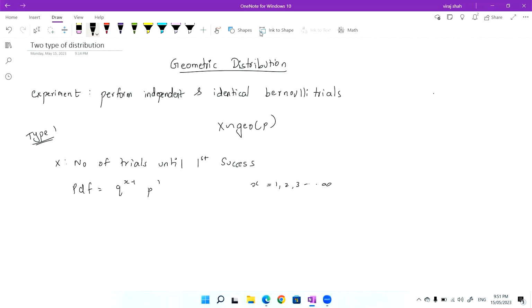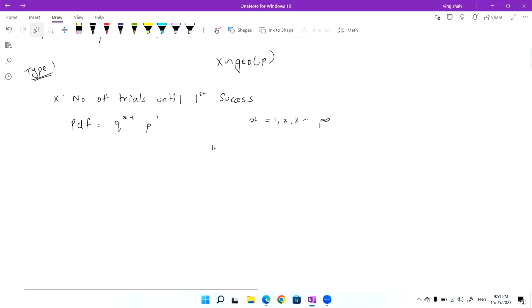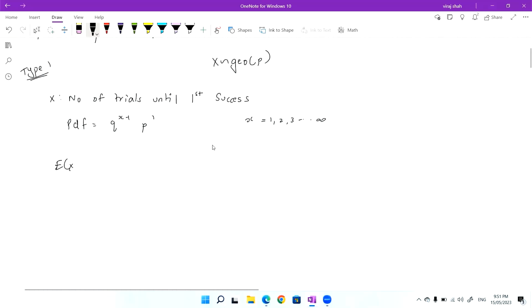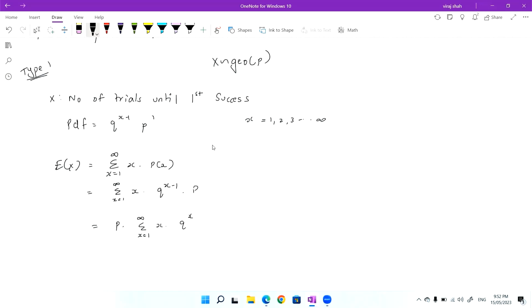So as previously, okay, let's calculate the values, that is your moments. Expectation of x is nothing but the sum of x into p of x, ranging from 1 to infinity. So this would be summation of x equal to 1 to infinity, x into p of x. What is p of x? q raised to x minus 1 into p. As you can see, p I can take out. There is no need for that. So I'm left with p, summation of x equal to 1 to infinity, x into q raised to x minus 1.